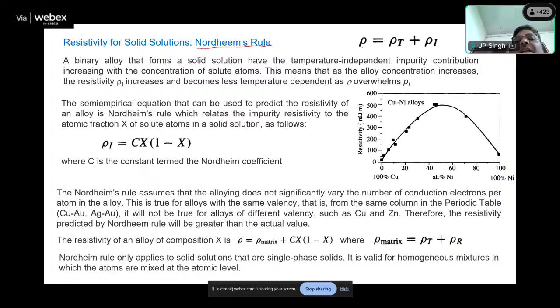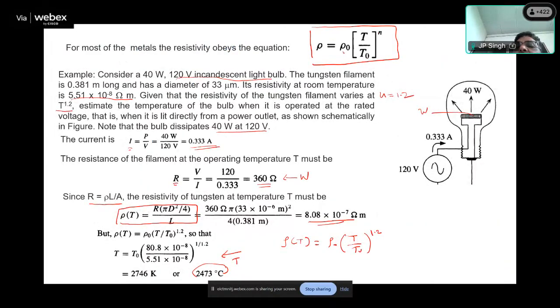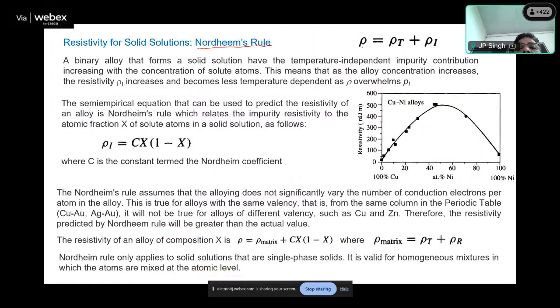So we have discussed basically Matthiessen's rule, which tells us how the resistivity depends on the temperature. There's another rule which is known as Nordheim's rule. What does that actually talk about? Suppose we have a binary alloy, meaning two metals, like copper and nickel. So I made a binary alloy of copper and nickel.